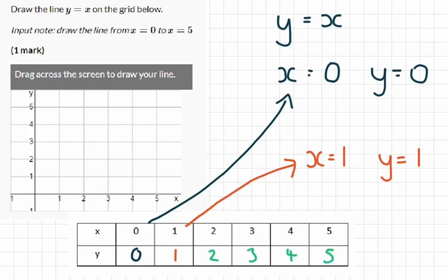Using this same pattern, we can now fill in the x values of 2, 3, 4 and 5. We can fill in the y value that goes with it, because if x and y are equal, when x is 2, y is 2. When x is 3, y is 3. When x is 4, y is 4. And when x is 5, y is also 5. So we've now got the y values from x equals 0 to x equals 5, which means we've now got our coordinates to draw our line.